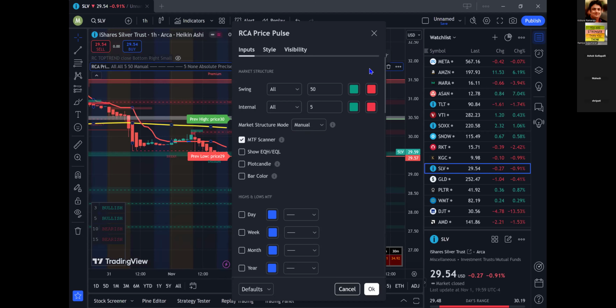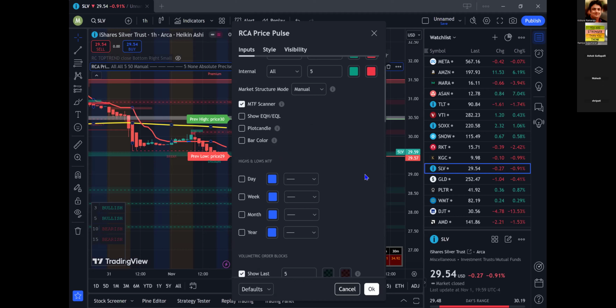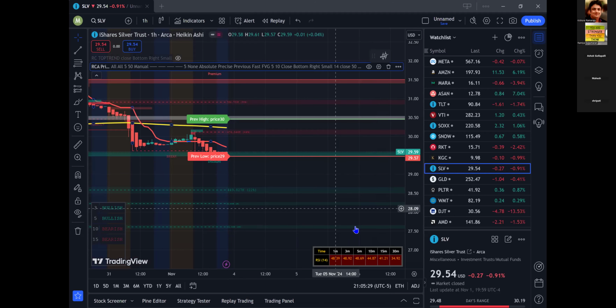For example, now you don't see those mini support and mini resistance boxes. Close this, and change it to normal candles from Heiken-Ashi.